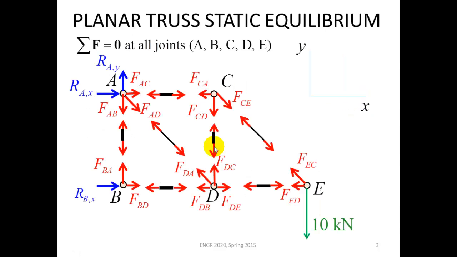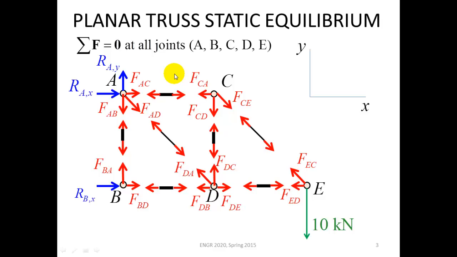For static equilibrium of a truss, each joint must be in static equilibrium, meaning the sum of forces at each joint must be 0, with each joint modeled as a particle. What I'm going to do now is analyze each joint and come up with the equations in x and y directions, because it's a planar truss. So each joint is having sigma F equals 0 as it's a particle, and that means sum of forces in x directions must be 0, sum of forces in y directions must be 0.